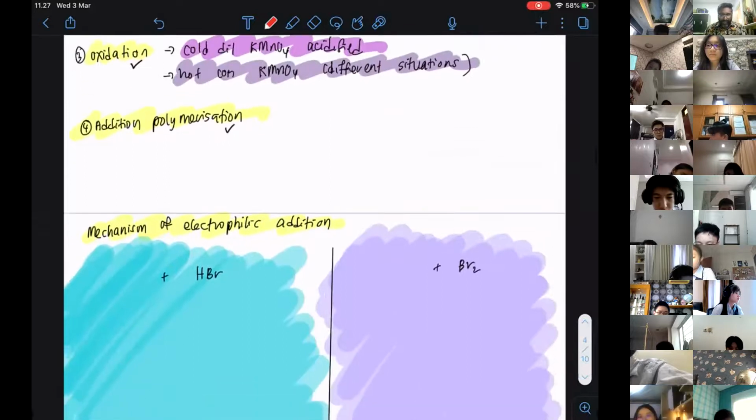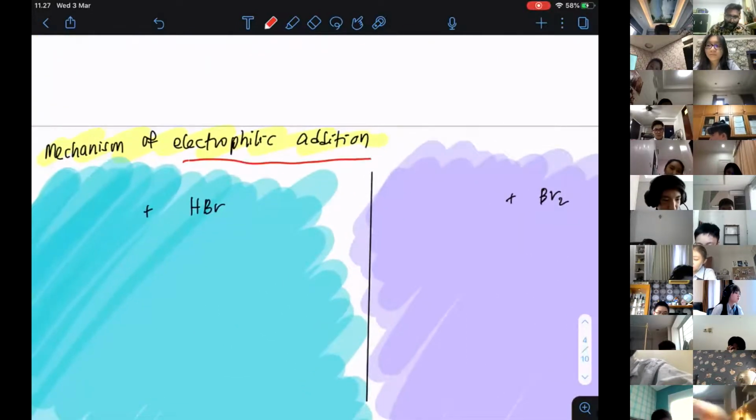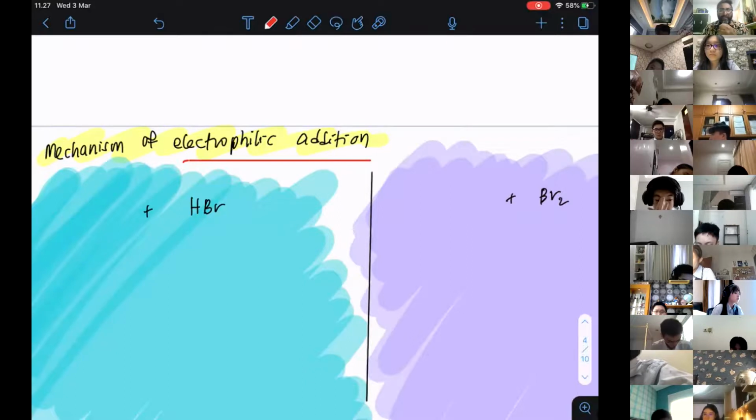Okay, to the mechanism. What kind of mechanism is this? This is going to be electrophilic addition. I will teach you how to draw the mechanism of the reaction, because they will ask you to represent this in the form of a mechanism using a curly arrow diagram. Curly arrow diagram. So I'll introduce it to you. Of course, we will discuss this further.